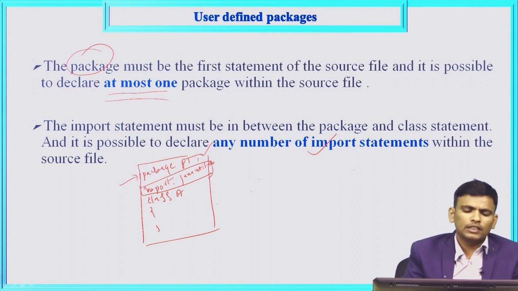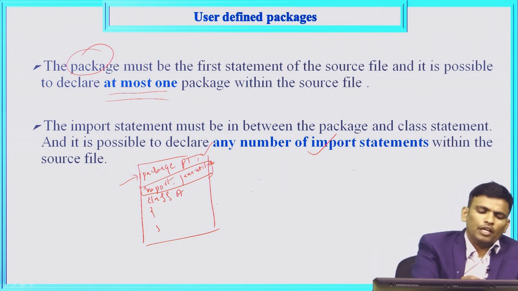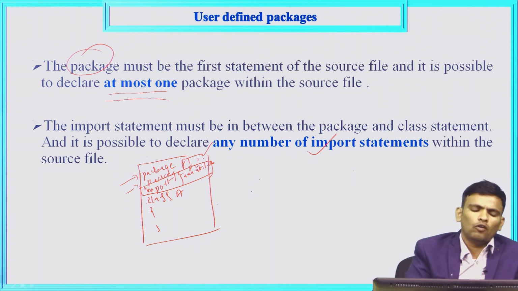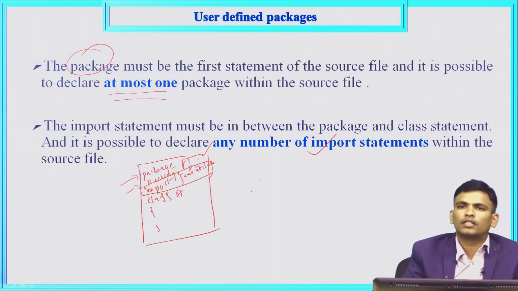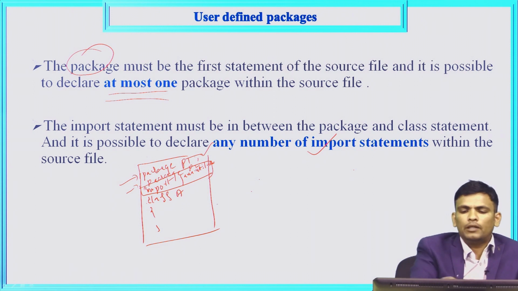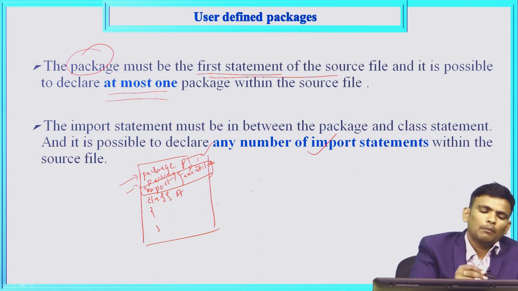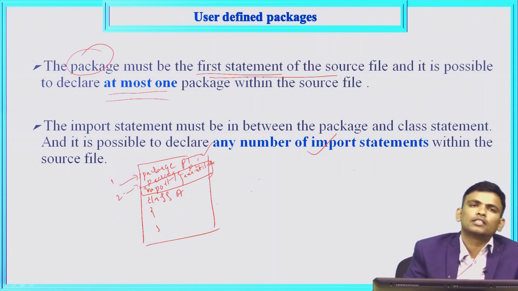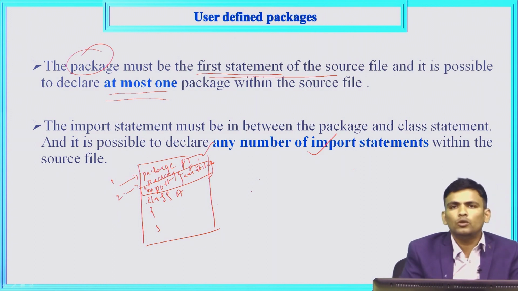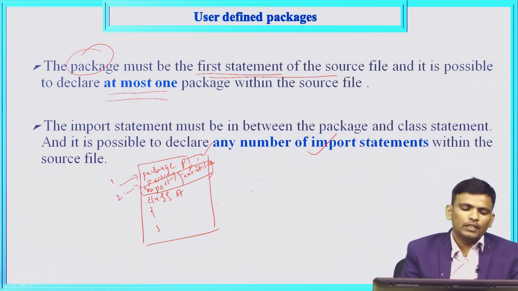And how many package keywords can we take? Only one package keyword is allowed, okay. So if you write one more package keyword, what will happen? The rule is very clear. Suppose I take package p2, now package 2 becomes the second line. The rule is that it must be the first statement of the source file. Here the package keyword is the first statement, but the second statement also has a package keyword and it is violating the rule, so it will throw a compile time error. So compulsory, the rule is very clear.